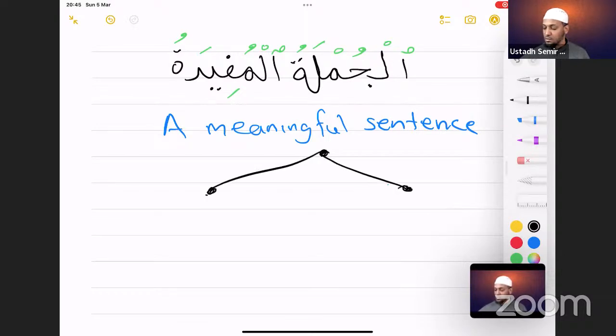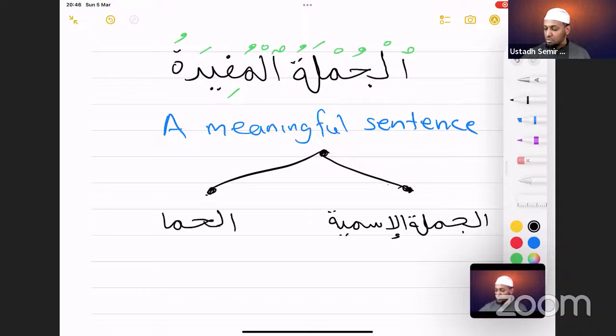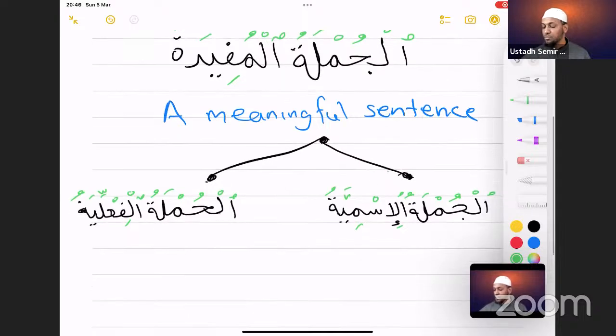The first category here is الجملة الاسمية, and the other is الجملة الفعلية. طيب, is this clear to you guys? الجملة الاسمية, this is what they call the nominal sentence, okay? And this is the verbal sentence, الجملة الفعلية.